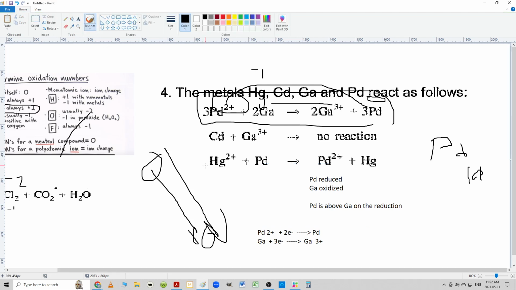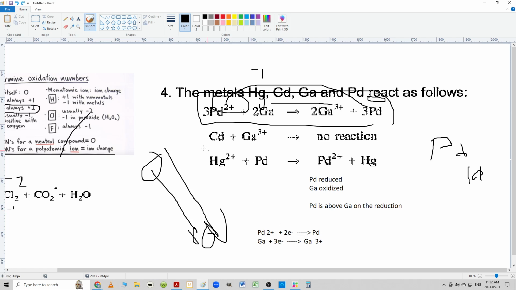But right now, this is just an important point. When it reacted, the PD stole these 2. You might say, no, it's 3. How can it be 3? Well, that's why they put these in front. The PD stole the electrons from the GA, and the GA lost its electrons. So that means PD would be above GA on the reduction potential table.